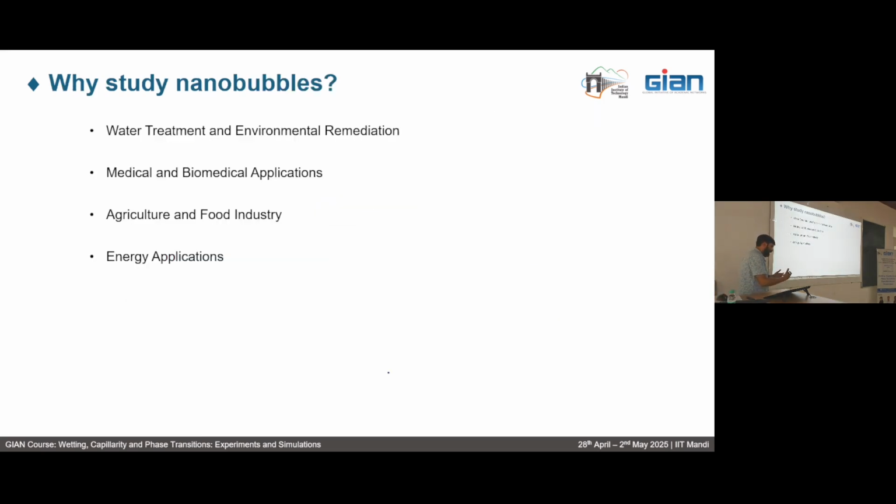Now, before that, why do we need to study nanobubbles? Because they have got certain exotic applications. The first one is water treatment and environmental remediation. These gas bubbles, especially gas bulk nanobubbles, are helpful in water treatment, and moreover, they are also useful for agriculture and the food industry. They have application in biomedical and medical fields, such as targeted drug delivery inside your organ, for which you can use these nanobubbles. Energy application is another aspect where these bubbles are very important.